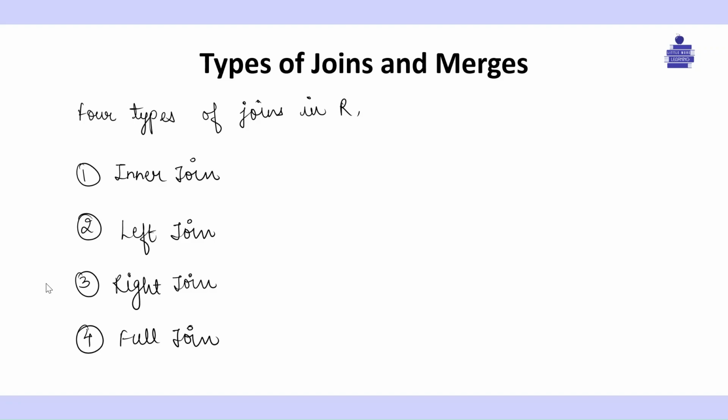So let's start with types of joins and merges. There are 4 types of joins in R, similar to the SQL joins that we understood. The first one is inner join. What inner join does is return only the matching rows from both the tables. Let's understand using the Venn diagram. These are the 2 data sets, and inner join just gives us the matching rows in these 2 data sets, that is this area of the Venn diagram.